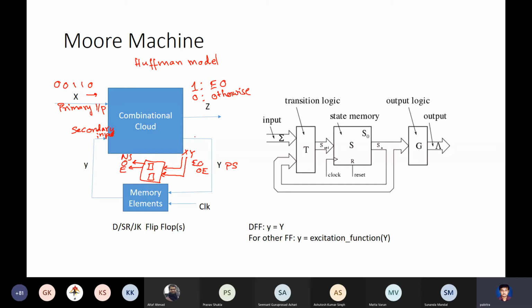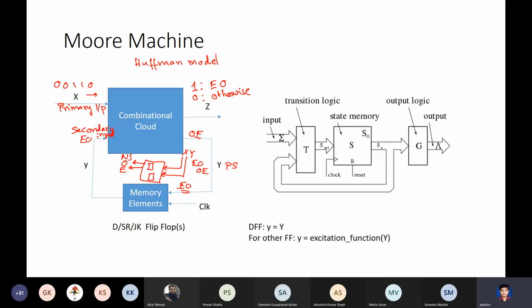The moment you have a new state, say the logic says that now you should move to EO state. Suppose I have EO as input, this memory element will hold it until the next clock cycle, till the next transition in the general case. And in the next transition, it will use this EO value to compute the Z as well as the new state. Let's say the new state is OE. It will use it to compute this.